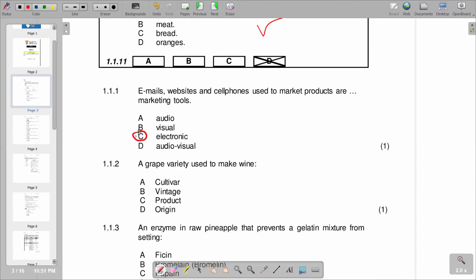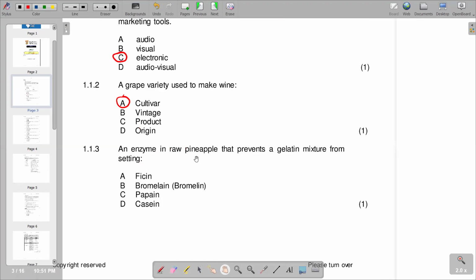So moving on to the next part, it reads, a grape variety used to make wine. You are given different responses, and the correct response that we have is A, cultivar. Then we go to 1.1.3, an enzyme in raw pineapple that prevents a gelatin mixture from setting. So we also have different responses, and you see that the correct response is B, which is the bromelain.